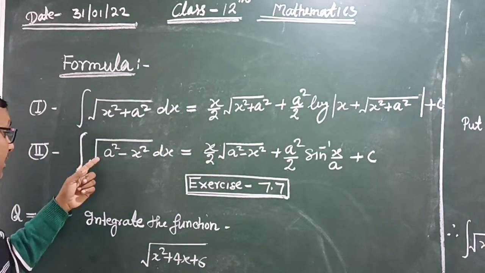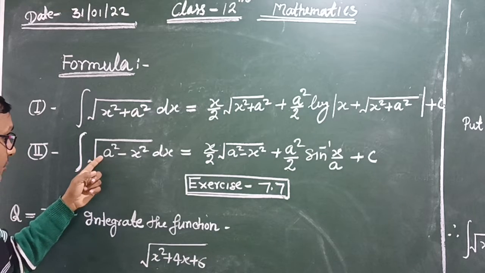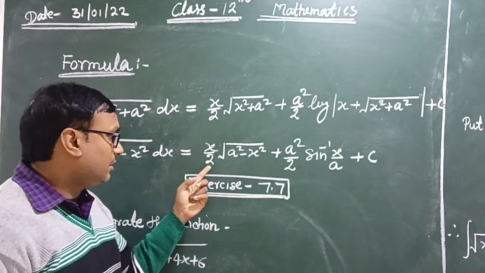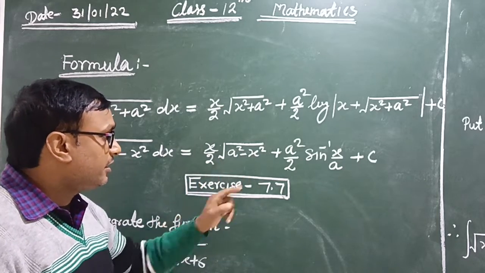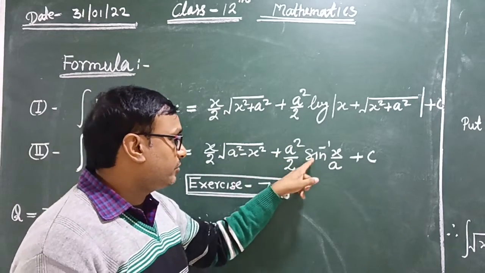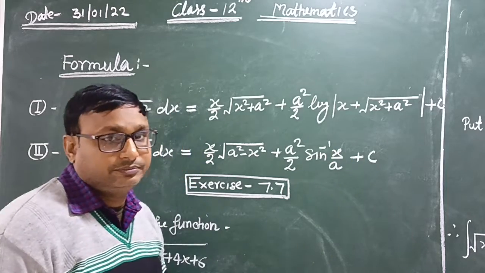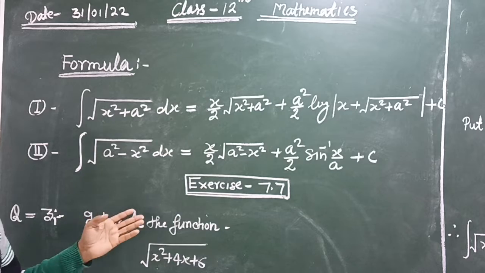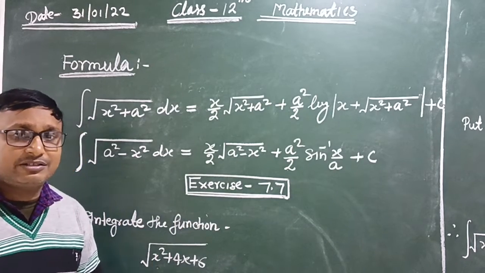Next, the integration of under root a square minus x square dx is equal to x by 2 under root a square minus x square plus a square by 2 sin inverse x by a, plus c. These are the formulas used to solve the questions of exercise 7.7.